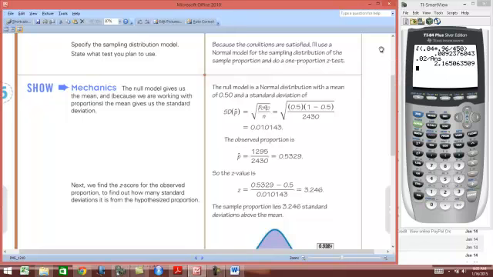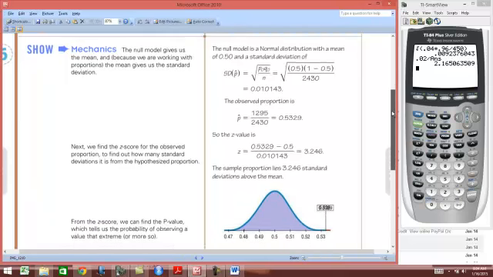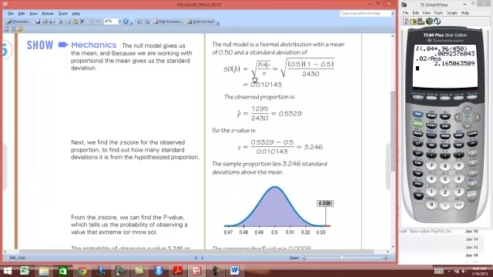Now you're going to name the test. You're going to do a 1 proportion test, because that's what you're dealing with. You're using the z-score, so it's a 1 proportion z-test. Now you're going to show your mechanics here: the null model, normal distribution, standard deviation of p hat. You don't have to show the formula, although when you're doing the homework, it's probably a good idea to do it.